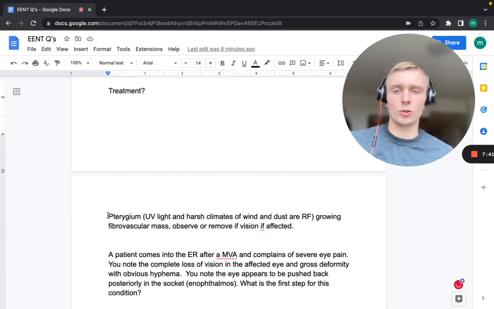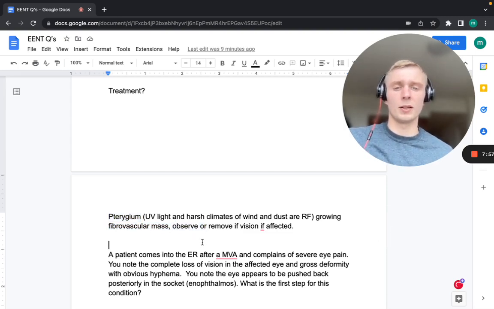Pterygium. So a pterygium is due to a risk factor of UV light exposure in harsh climates like wind or dust, as we said. Growing fibrovascular mass. It's triangular in shape. So pterygium, triangular is how I remember it. And you can observe it or you can remove it if the vision starts to be affected. So if the vision starts to become affected with this pterygium, then you can remove it because it is growing after all. But otherwise, if it's not bothering them, you don't have to remove it. And again, pterygium, growing, more of a triangle shape medially.